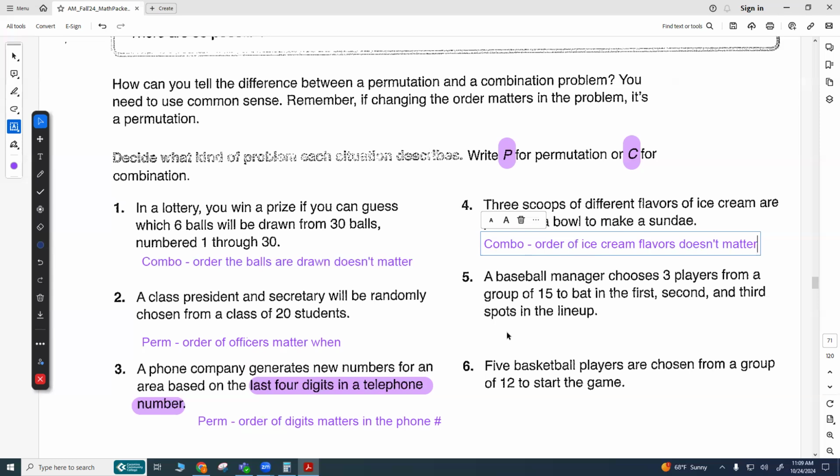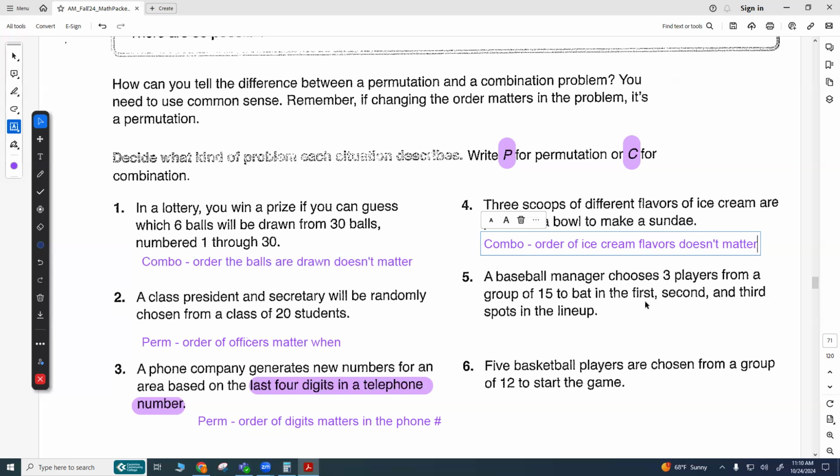A baseball manager chooses 3 players from a group of 15 to bat in the first, second, and third spots in the lineup. Permutation. Okay, why do you think it's a permutation, Whitney? I would choose 3 players out of it, so those same players can. Right? Well, that's going to happen if it was either a permutation or combination, but does the order that the 3 players are put into matter?